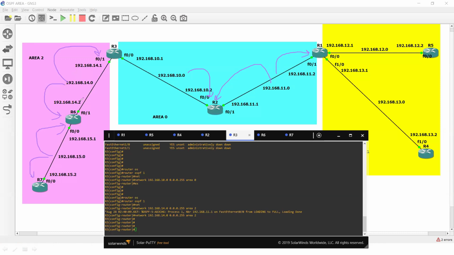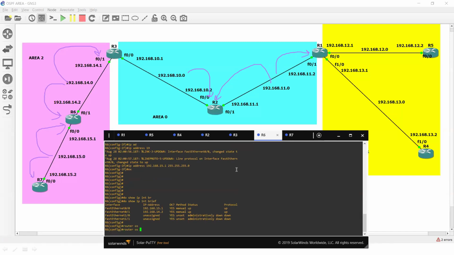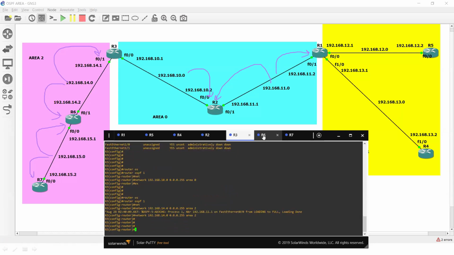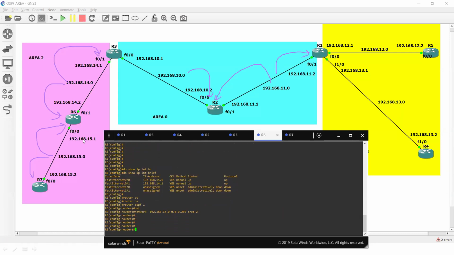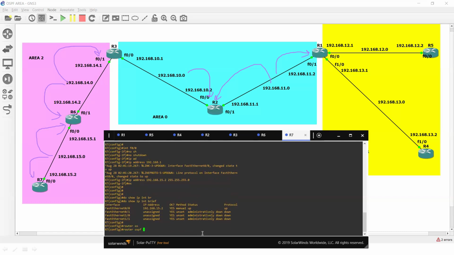So first of all, let's go to R6 and we'll do the same. Router OSPF 1, network 192.168.14.0 0.0.0.255 area 2. Okay. Now let's advertise the 15.0 network, 192.168.15.0 0.0.0.255 area 2. Okay.